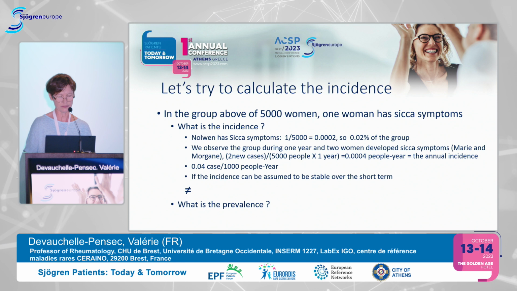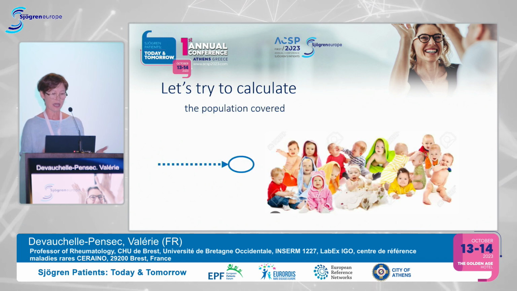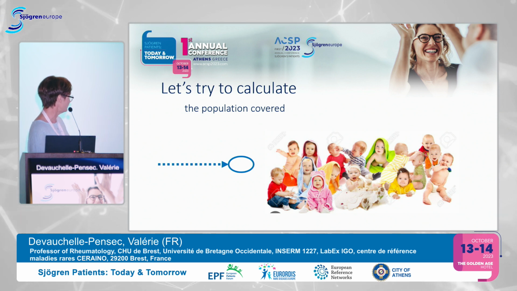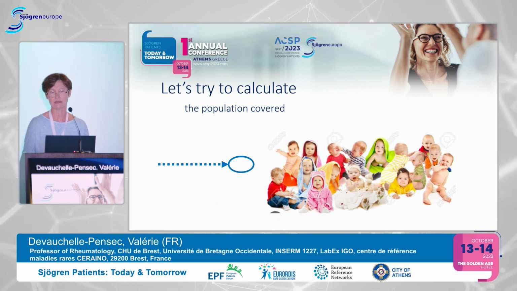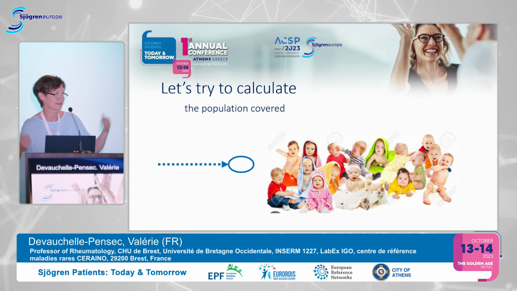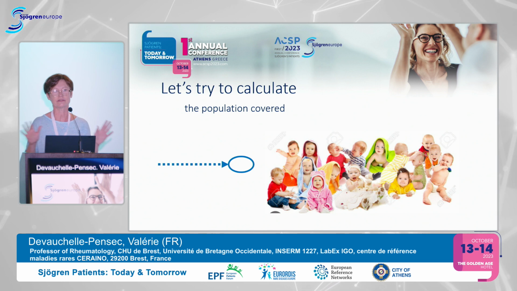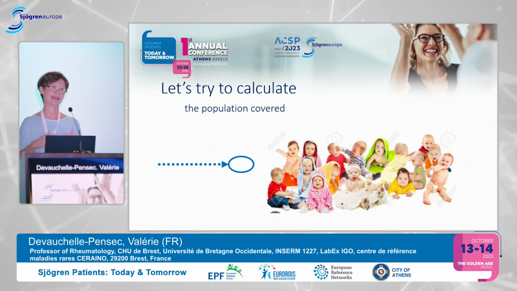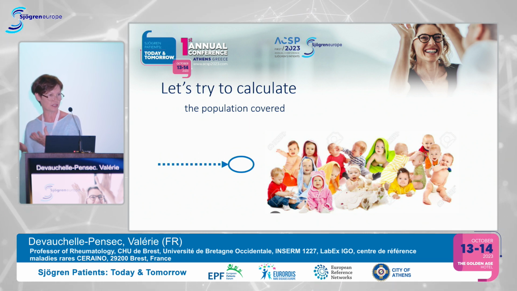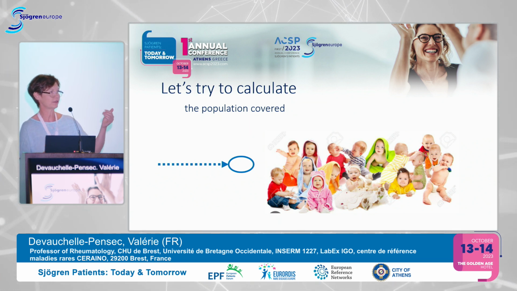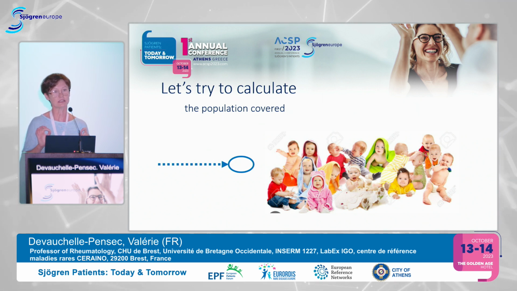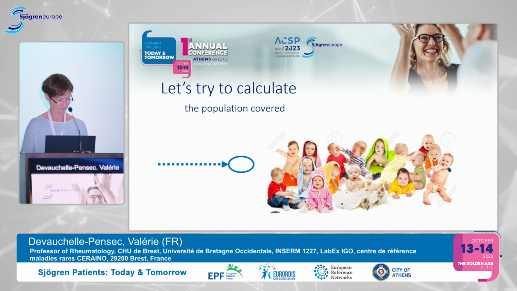Then I can do other things if I want to calculate the number of Sjögren patients in this group of population. So what are you going to tell me? But what are you doing, Valerie? It has no sense. They're babies, so they are not concerned. When I calculate the incidence and the prevalence, I have to use the good population. I'm not going to calculate it in this population, for example. So the population that we are studying is very important.